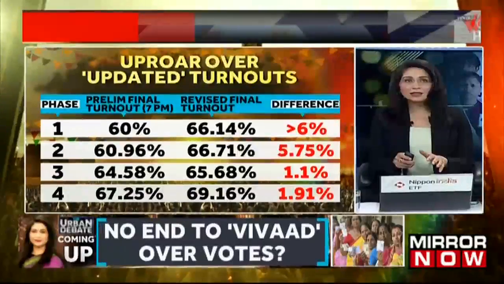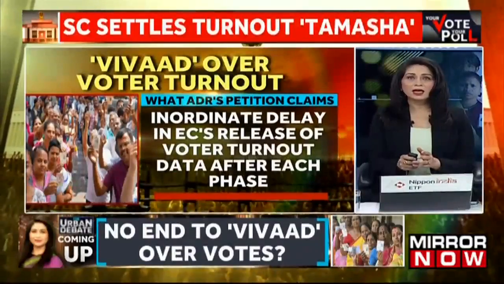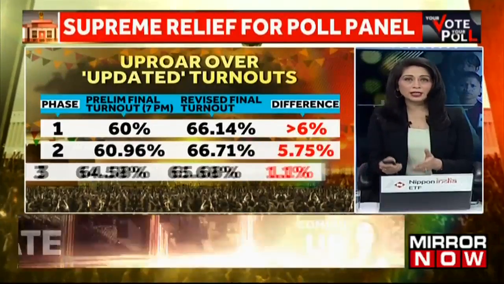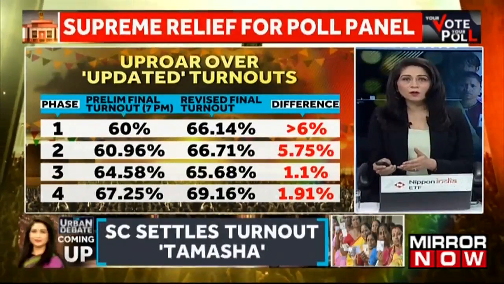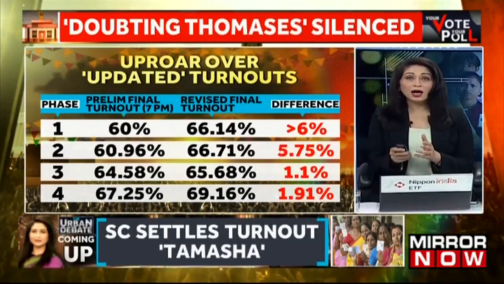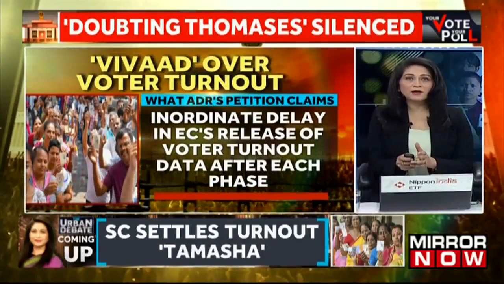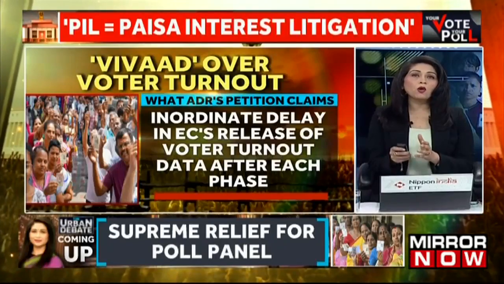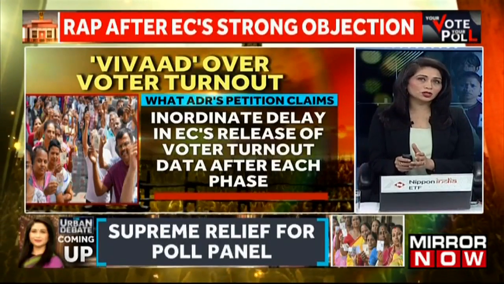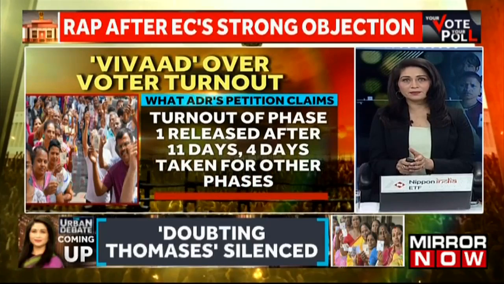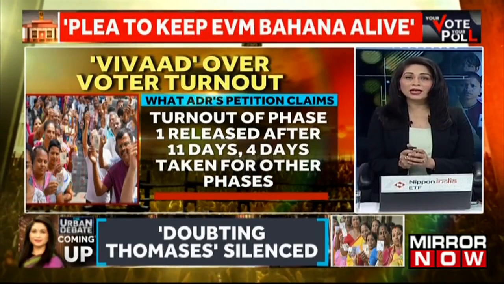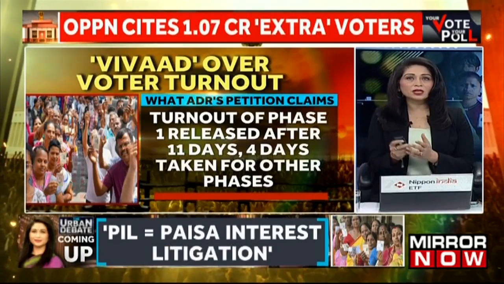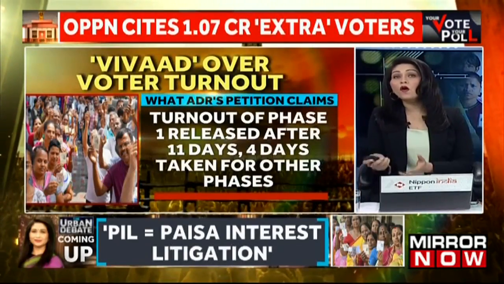Now, this data that you see on your screens is what has formed the bedrock of the petition filed by the NGO, Association for Democratic Reforms, in the Supreme Court, highlighting not just the spike in the final turnout figure across all phases, but also the inordinate time taken by the Election Commission to release these figures. Do remember, it took 11 days to release the updated turnout for phase 1, and those for subsequent phases have been released 4 days later.